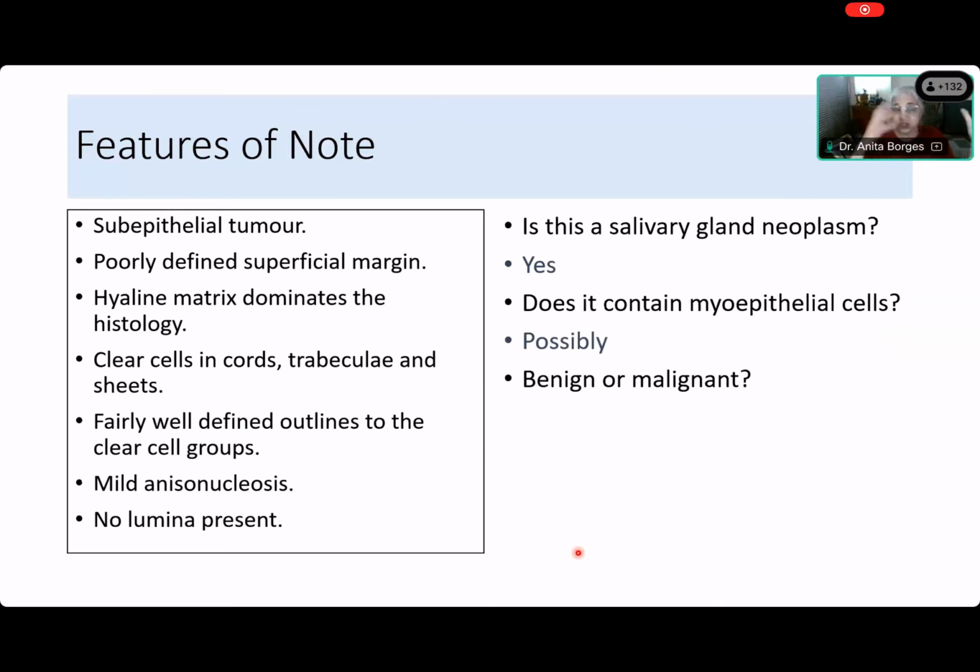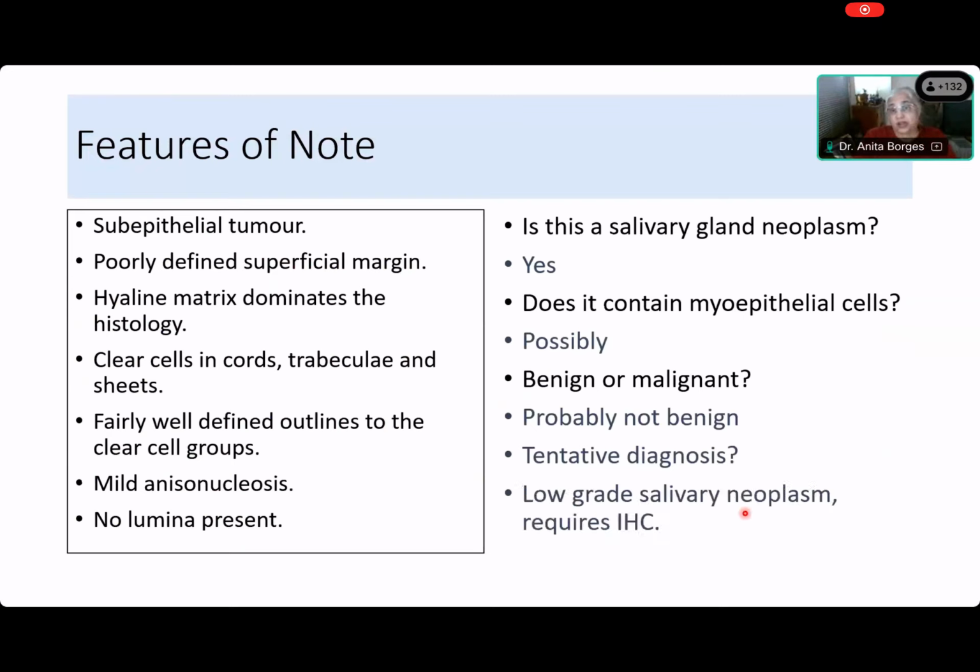Anvesha says that we should look at the margins, which is absolutely right. So either way, this is unlikely to be benign. Okay? So probably not benign. All of this you can make out by just doing histology. Now, what is the tentative diagnosis? We have to reach some tentative diagnosis, and the tentative diagnosis is a low-grade salivary gland neoplasm that requires immunohistochemistry, because I don't know whether this is myoepithelial or not myoepithelial.